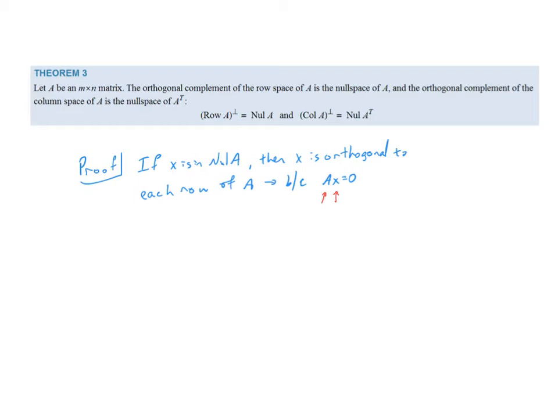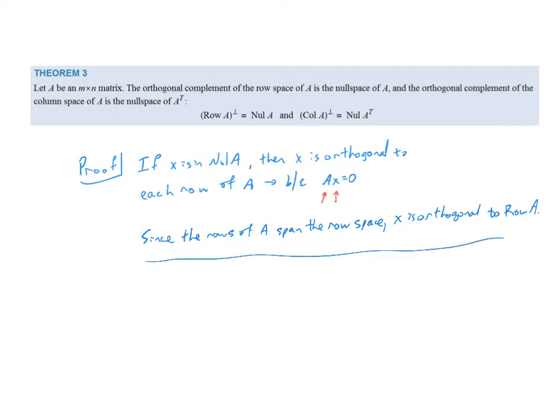Cool. So we have a little bit more to say to complete this part of the proof. Since the rows of A span the row space, x is orthogonal to Row A, to the row space. Now, we technically have to prove this in the other direction because we're saying it's an equality. We have to show it both ways.